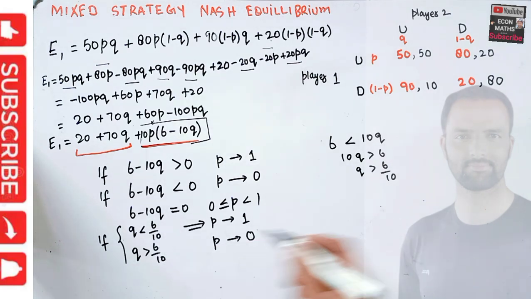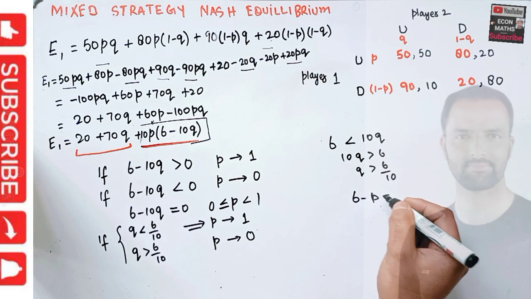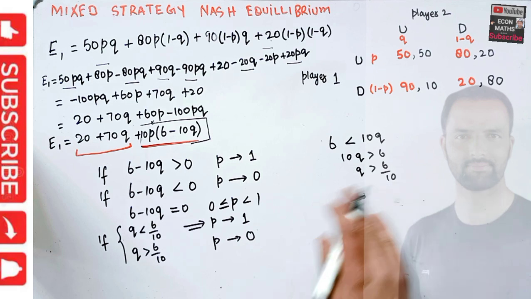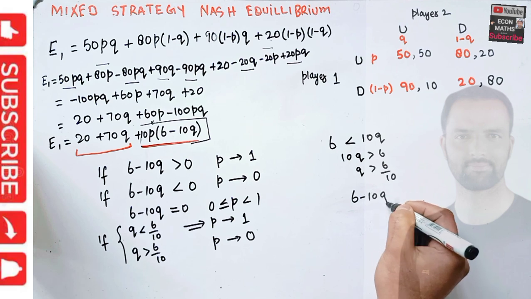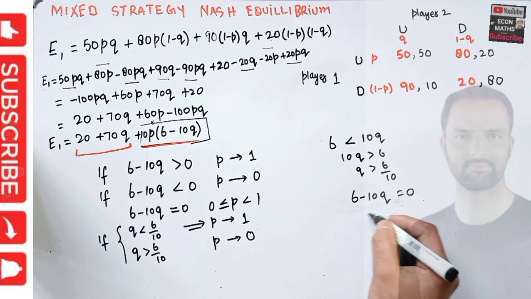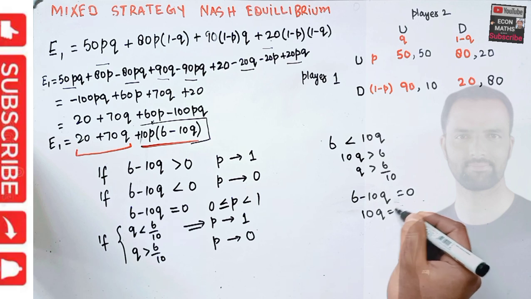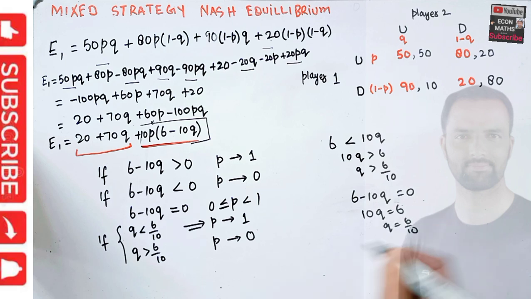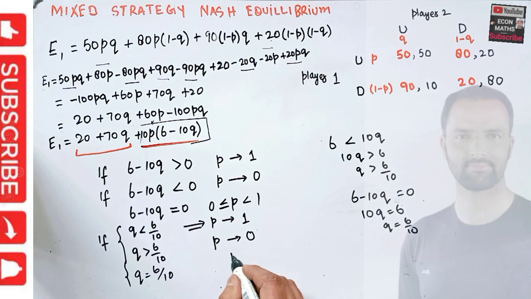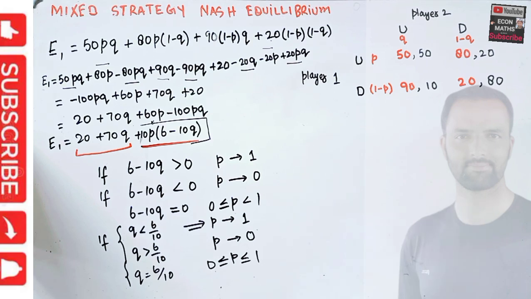Similarly, if 6 minus 10q is equal to 0, that means 10q is equal to 6, or q is equal to 6 upon 10. Whenever we have q equal to 6 upon 10, player 1 will be indifferent in his choice of playing P, so it will lie between 0 and 1. So let us create the best response correspondence for player 1.